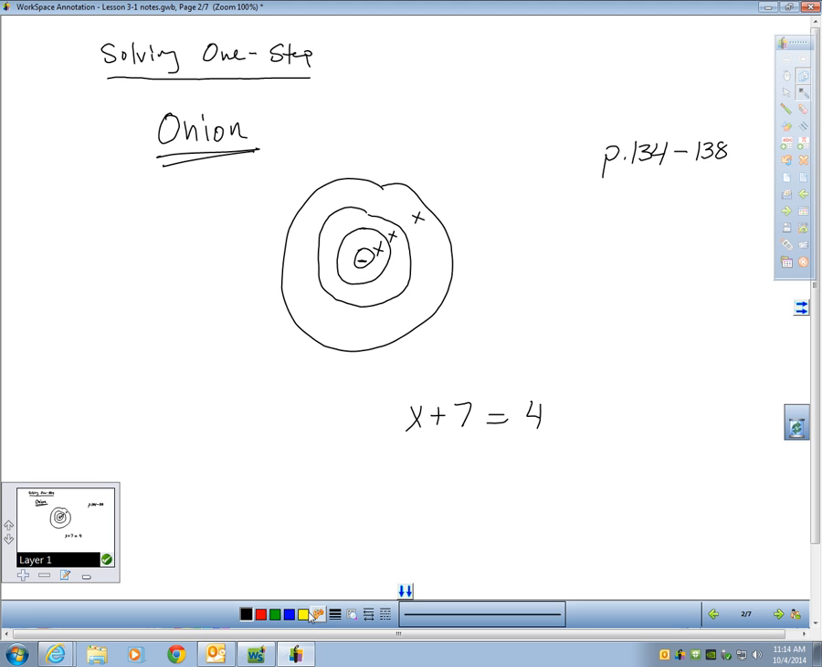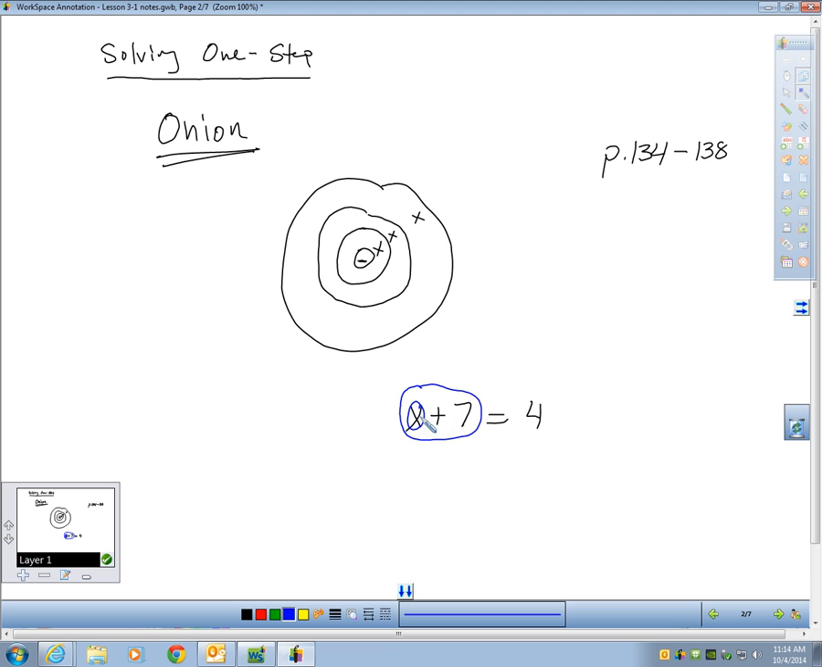Now here's what I mean by treat the equation like an onion. The variable is the center of the onion. So there's the center. Now the very next layer, I'm adding 7 to x. That would be the next layer of the onion. Now the left side of the equal sign is where my variable's at, so I treat my onion like it's on the left side of the equal sign.